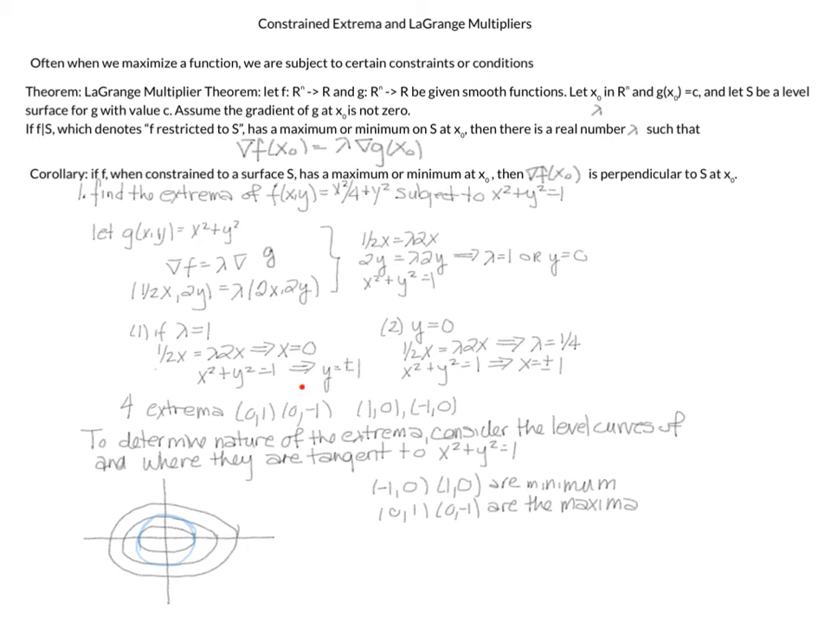I have x equals 0 and y is plus or minus 1, or I have y is equal to 0 and x is plus or minus 1. You can use different methods from the other chapter to determine the nature of the extrema, but you can also look at these level curves.